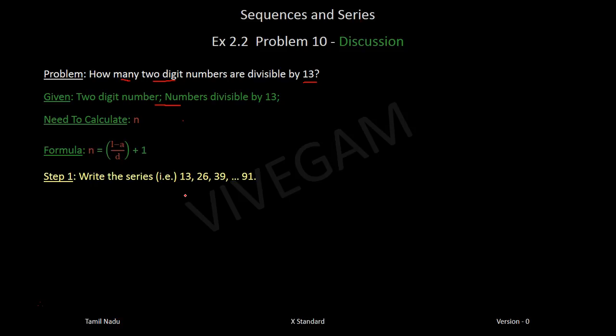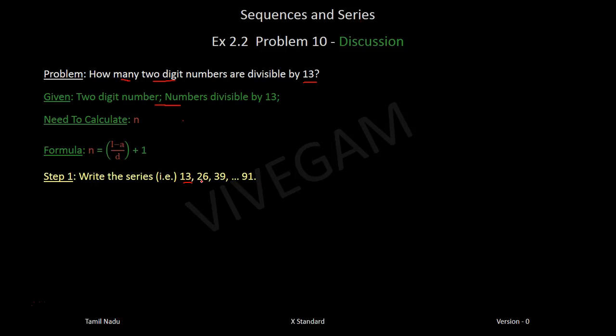These are the two-digit numbers, starting from 10 to 19. So 10, 11, 12, 13, up to 99. But they say it's divisible by 13. So the first two-digit number which is divisible by 13 is 13. 10 is not divisible by 13, 11 is not divisible, 12 is not divisible, 13 is divisible. So 13 is our first term. The next term will be 26. In between, 14, 15, 16 and all these will not be divisible by 13, so they will not get included.